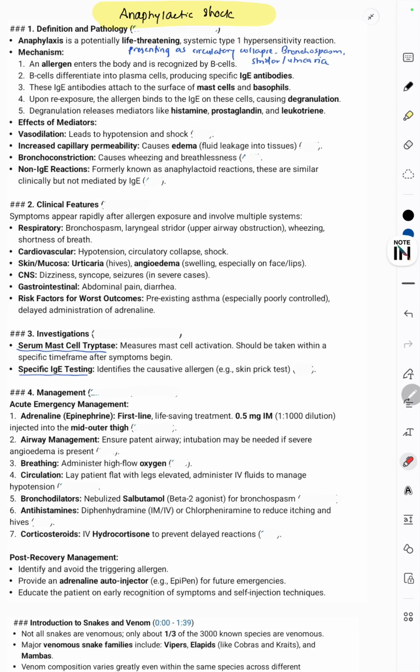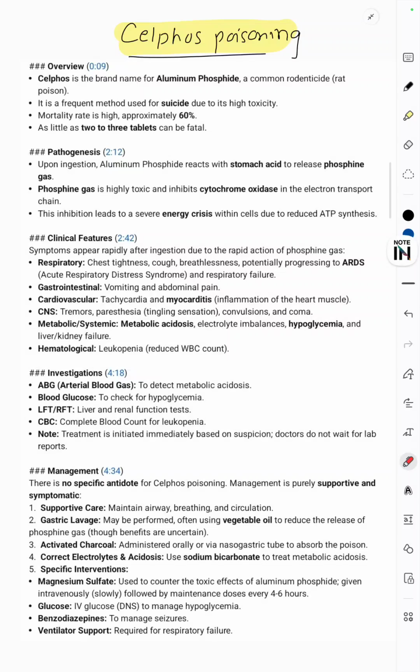reactions. Then post-recovery management. In the post-recovery management, identify and avoid the triggering allergen and provide an adrenaline auto-injector or EpiPen for future emergencies. Educate the patient on early recognition of symptoms and self-injection techniques. Then the next topic will be poisoning.